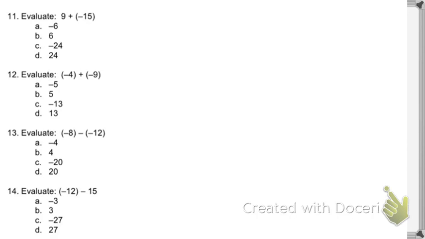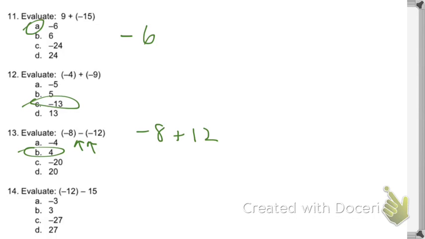11, now we're just doing math. You can use your calculators for these things if you have a hard time with this stuff, but that's just -6. I got 9, I take away 15, then I'm at -6. -4, -9, -13, -8, got this double negative right there again. So that's -8 plus 12, which is a +4. -12, take away 15 more, I get to -27.